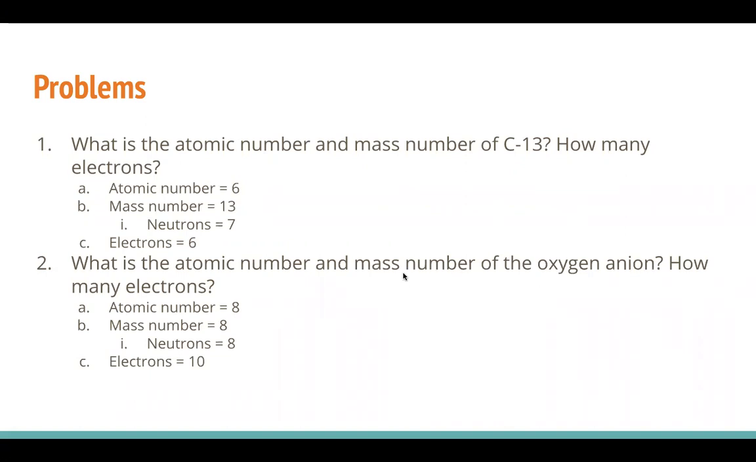For the second one, the atomic number is 8 because oxygen has 8 protons, that's its element identifier. The mass number is also 8 because it has 8 neutrons. So 8 plus 8, that's 16. And it has 10 electrons because it's an anion. It actually has a -2 charge, and to get that, we have 2 more electrons than protons.